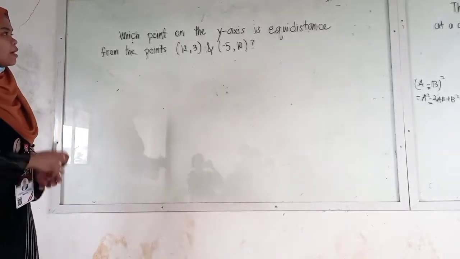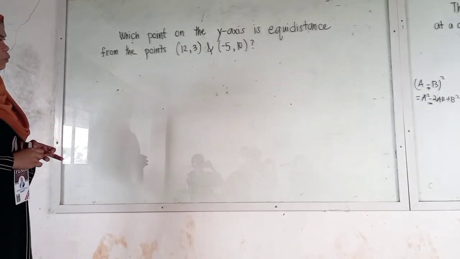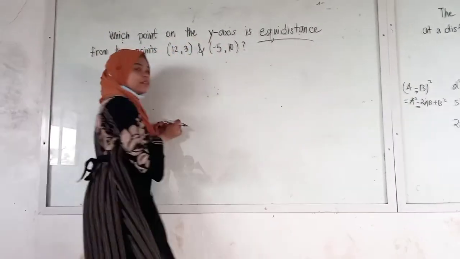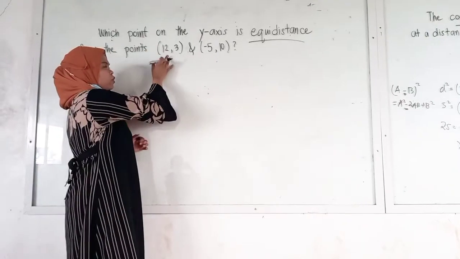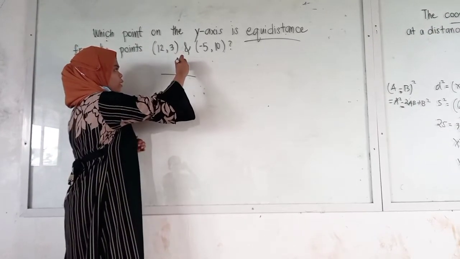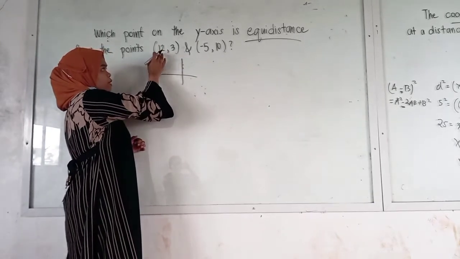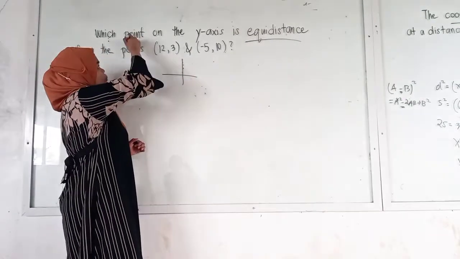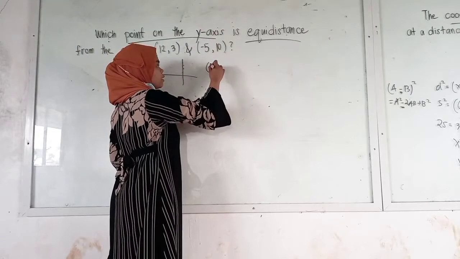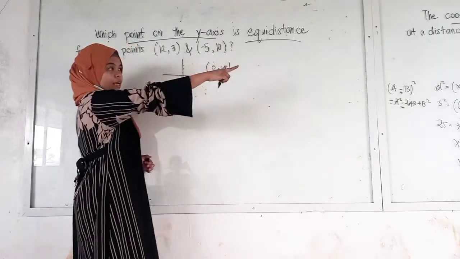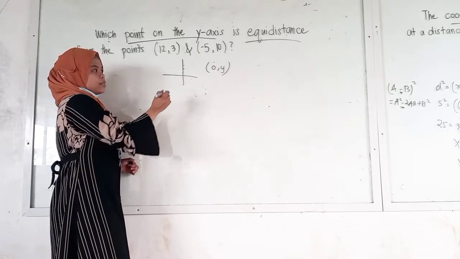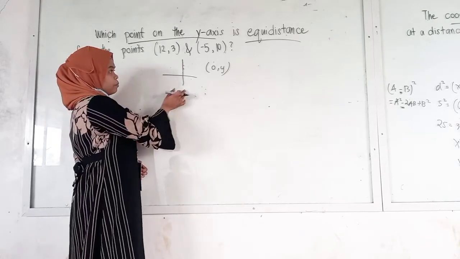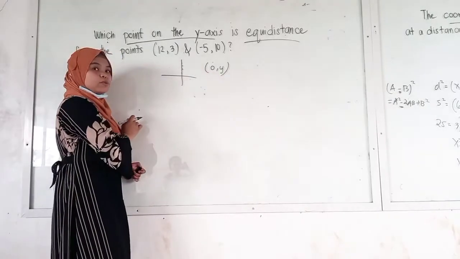Okay, so which point on the y-axis is equidistant from the points 12, 3 and negative 5, 10? So when we say equidistance, ibig sabihin they have equal distance. Ano daw yung point na nandito sa y-axis? Such that from this point 12, 3 at saka negative 5, 10 ay parehas yung distance nila. So when we say point on the y-axis, that can be represented as 0, y. Like yung sa kanina, points on the x-axis, that is represented by the coordinate x at saka 0. So this time, 0, y kasi nasa y-axis daw mismo yung point na yun.